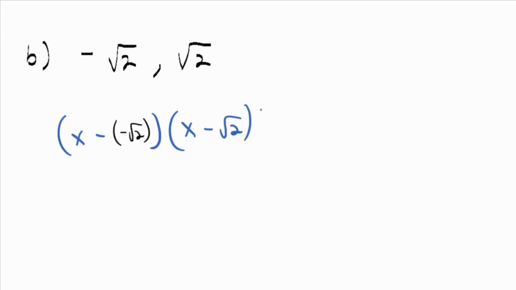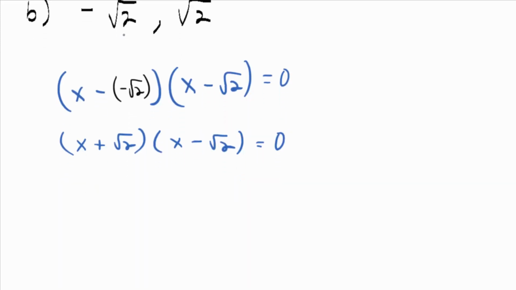So we're going to write it as x minus a negative radical 2, which is x plus radical 2, and then x minus radical 2. Multiply those together, set it equal to 0. That's your equation, but you're asked to multiply it out. Okay, multiply the first together. What do you get? X squared. Multiply the outer. What do you get? Negative x root 2.